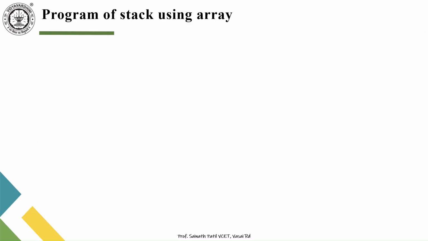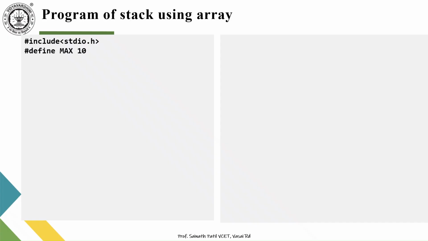Now let's learn the program of stack using array. C program. So include the header file, define MAX equal to 10, and we declare a global array int stack_arr, that is an array of size MAX, and we declare a global variable int top equal to -1, that is for pointing at the top of the stack, that is the stack array index.